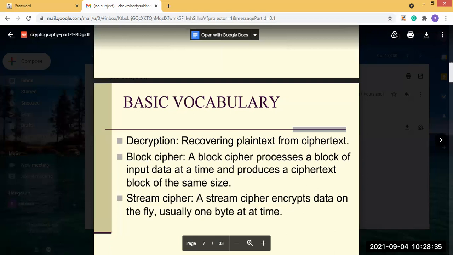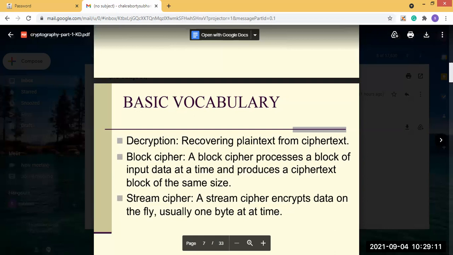And what is a stream cipher? One by one, the data comes and this data is encrypted. So it is said that a stream cipher encrypts data on the fly, usually one byte at a time. That means one byte comes, goes through the encryption algorithm, is encrypted, and goes on as cipher. The next byte comes, again goes through the encryption algorithm, is encrypted and goes on as cipher. So this is the concept of the stream cipher.